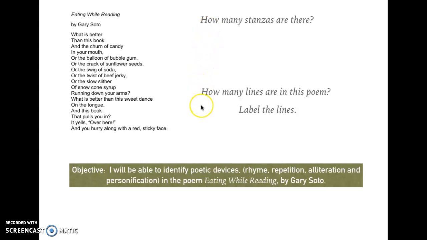Now I want you to label the lines in the poem. How many lines are in this poem? Remember, a line is like a sentence in writing. So we have what is better is line 1, then this book is line 2, and the churn of candy is line 3, and so on. Label all the lines in the poem. How many are there?